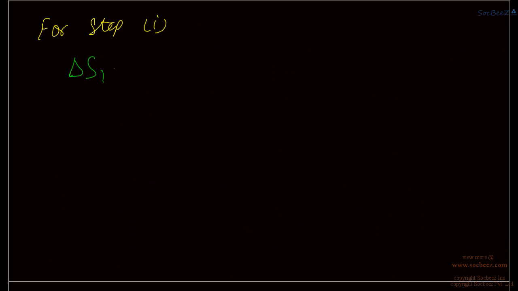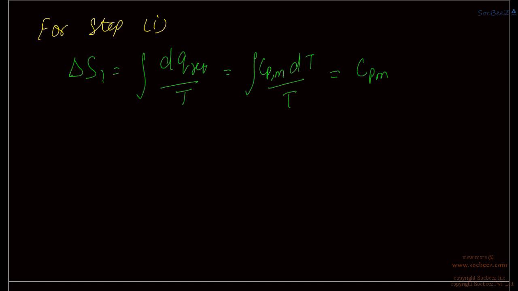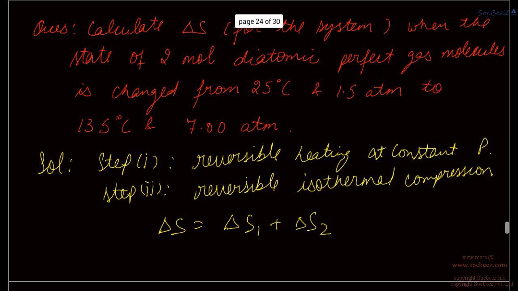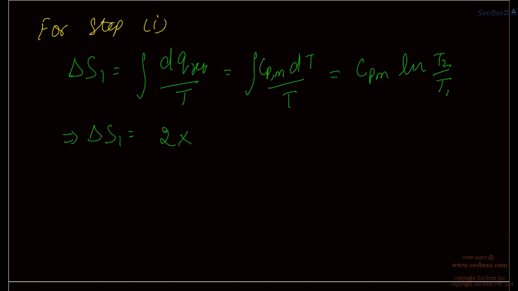delta S1 will be integration of dq reversible upon T, equals integration of Cpm dT upon T. So this will be equal to Cpm ln T2 upon T1, or T final upon T initial. So from here value of delta S1 equals 2 into, since the gas is diatomic, it is given in the question that it is 2 mole of diatomic perfect gas. So in case of diatomic gases, value of Cp is 7R upon 2.